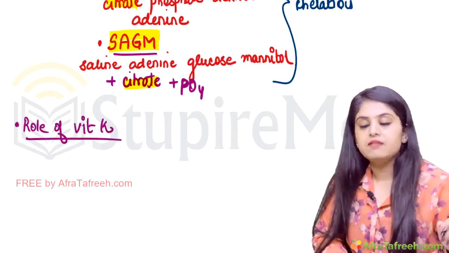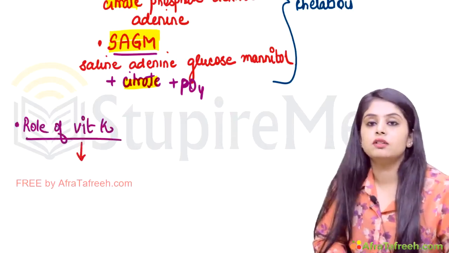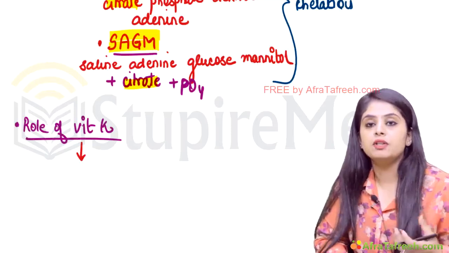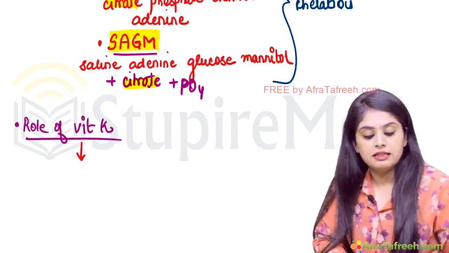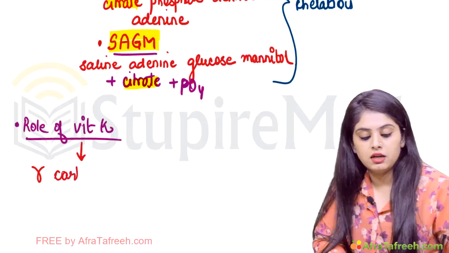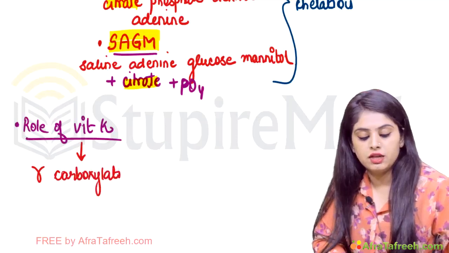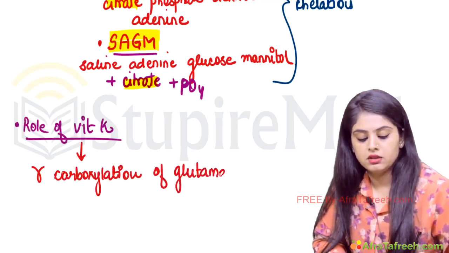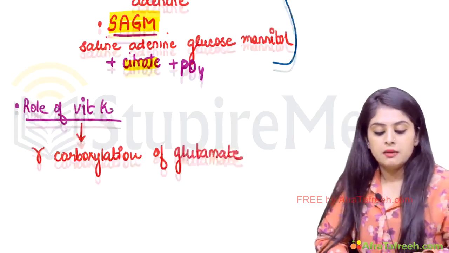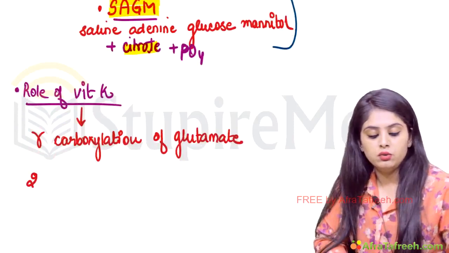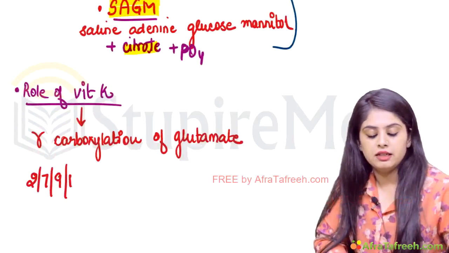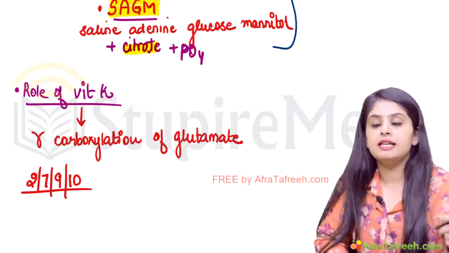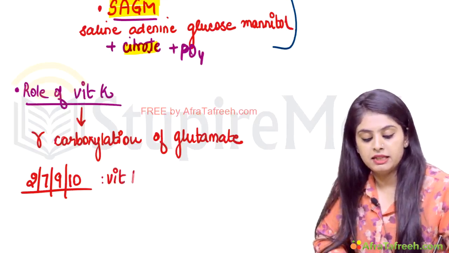Now vitamin K is one vitamin that is very essential for certain transformations, or you can say modifications, that have to happen in the clotting factors. They are required for the gamma carboxylation of glutamate. What is this? For the clotting factors 2, 7, 9, 10. You have to remember these numbers. Clotting factors 2, 7, 9, 10 will be vitamin K dependent.